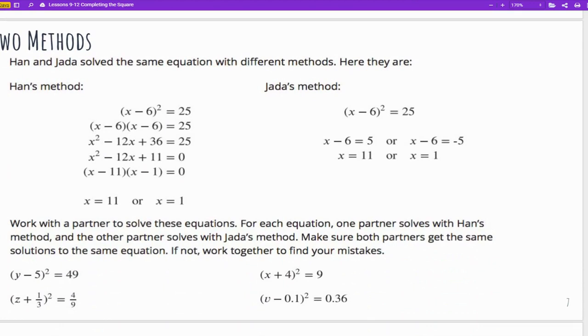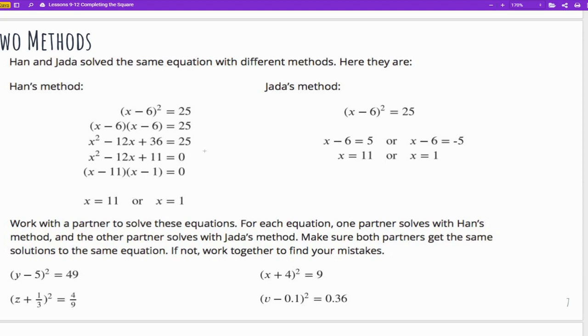All right. So here is some expressions, right? Han and Jada solve the same equation with different methods. So let's look at what Han does. He takes x minus 6 squared equals 25. He writes it as two factors, x minus 6 times x minus 6 equals 25. He multiplies it out. He then subtracts 25 from both sides.